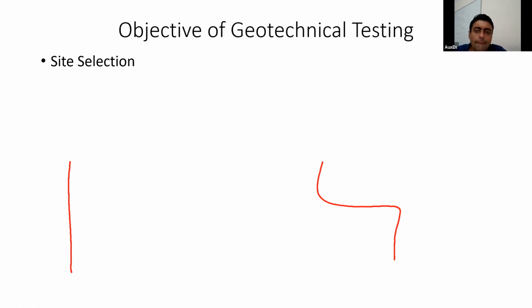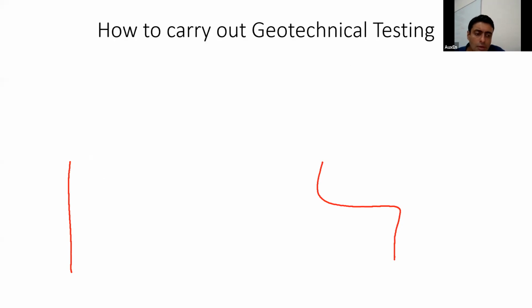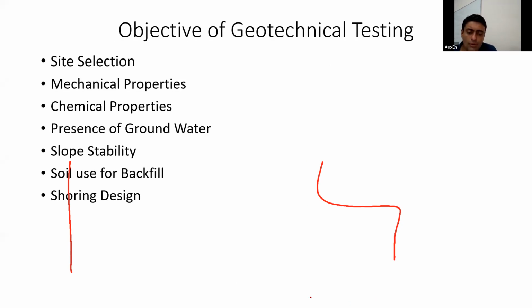Next point. So then what is the objective of our geotechnical investigation? Why do we want to carry out geotechnical testing? There are a few reasons, or objectives, that we have in our mind when we want to do any geotechnical testing. All right. So these are the objectives. I think we are running short of time today. It is already 10 to.